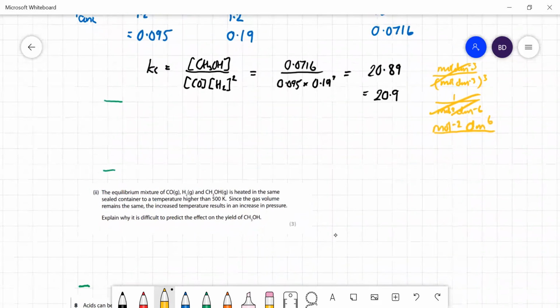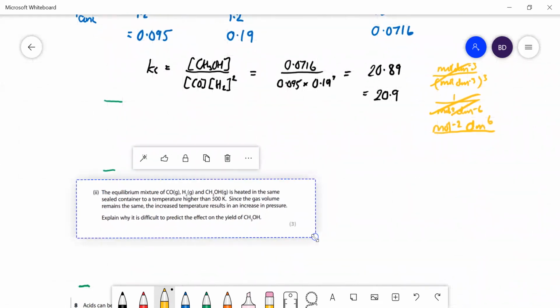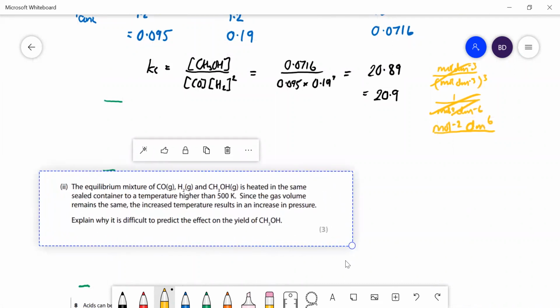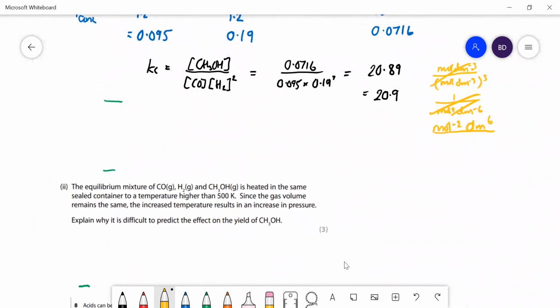Okay, next bit. Now we need to remember that this is exothermic for this question here. Right, it says the equilibrium mixture. Okay, so let's just write down the equation again, just to show. We've got CO plus 2H2 goes to CH3OH. And they're all gases, okay? And delta H was negative, it said earlier on in the question. So it said if the equilibrium is heated in a sealed container to a higher temperature, since the gas volume remains the same, the increased temperature results in an increase in pressure. Explain why it would be difficult to predict the effect on the yield of that.